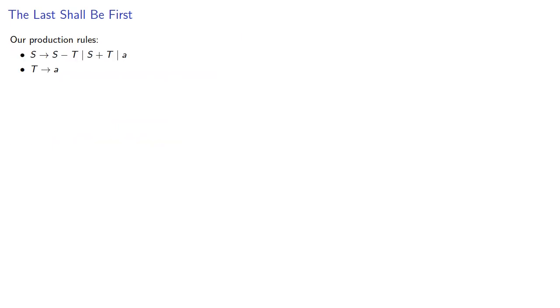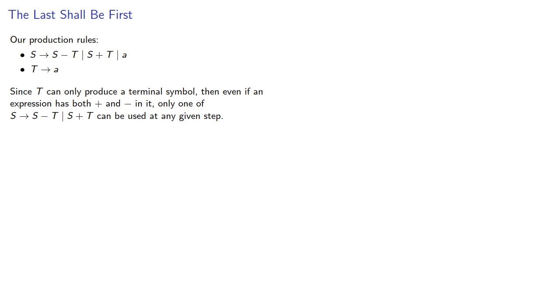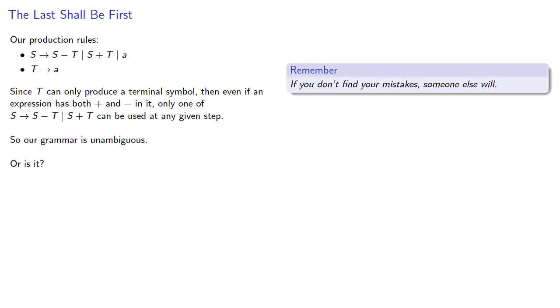And since T can only produce a terminal symbol, then even if an expression has both plus and minus in it, only one of S produces S minus T, S produces S plus T, could be used at any given step. And so our grammar is unambiguous. Or is it? Remember, if you don't find your mistakes, someone else will.